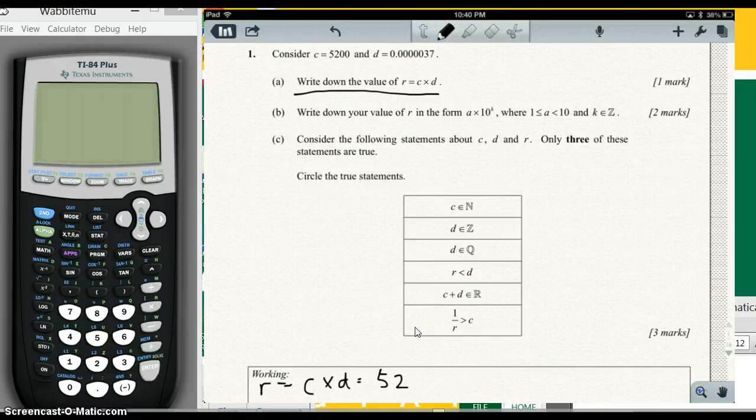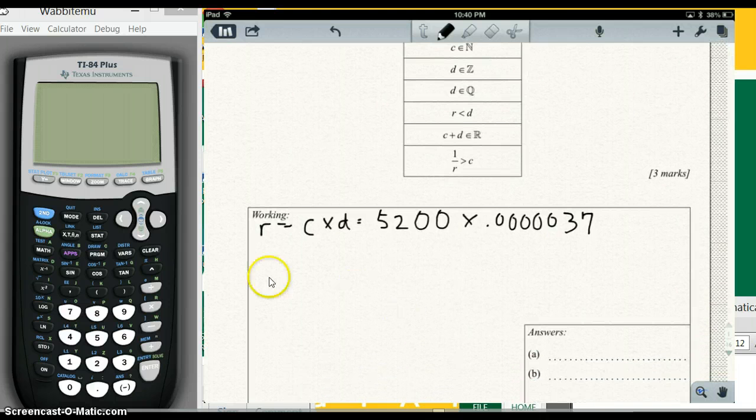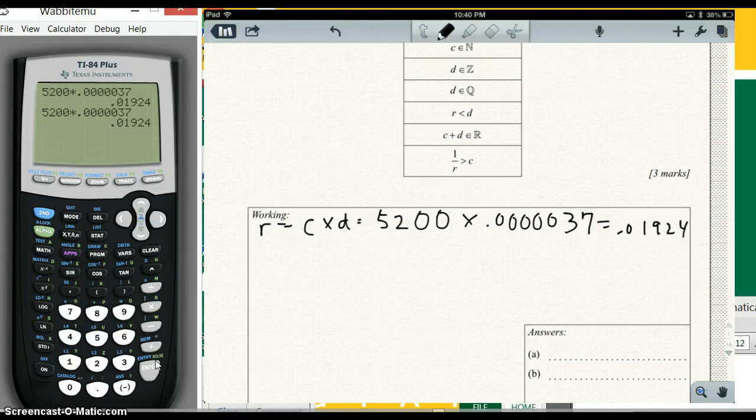Okay, 5,200 times 0.0000037. Okay, so let's multiply this out with the calculator. I already did it here. 5200 times 0.0000037. Enter. So the answer is 0.01924. So we put that answer here.